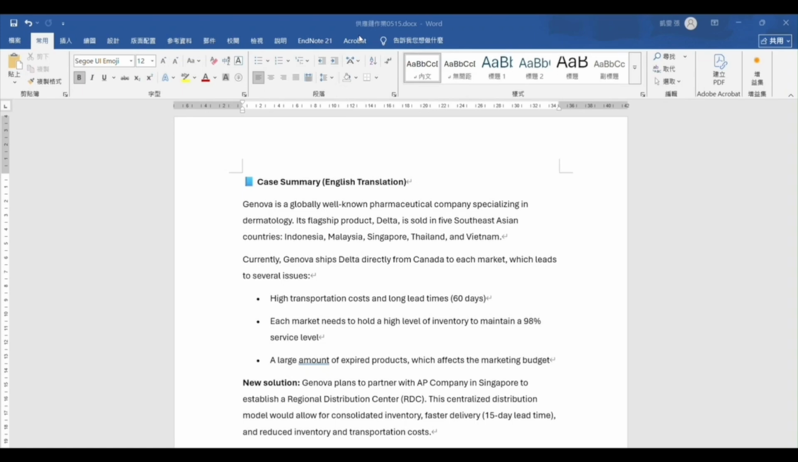As a result, there's significant product expiry which affects the marketing budget. To address these issues, Genova plans to work with AP company in Singapore to set up a regional distribution center. With this change, inventory can be centralized, delivery time shortened to 15 days, and both transport and inventory costs reduced.